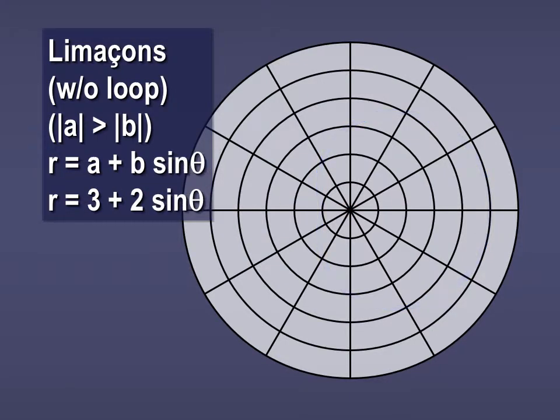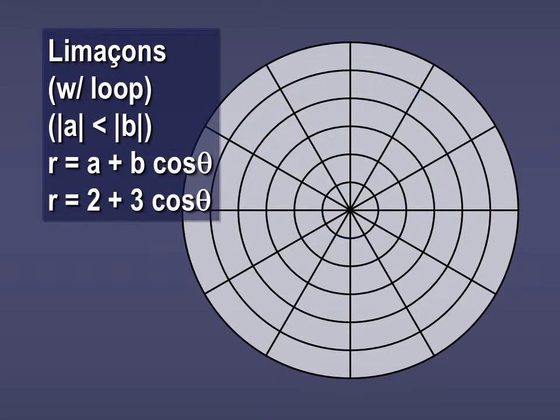Let's look at 3 plus 2 sine theta. So remember, sine theta is up and down, and it's positive, so it's going to be up, right? Okay, and so again, the 3 gives us that distance there. The fact that 3 is bigger than 2 tells us that it's not going to be going into the origin. It's just going to go right there at a radius of 1, and then start going again.